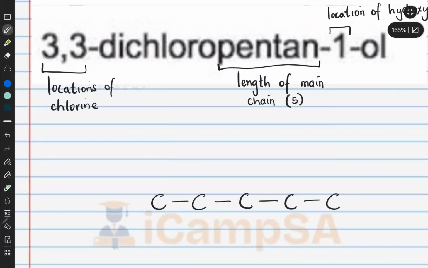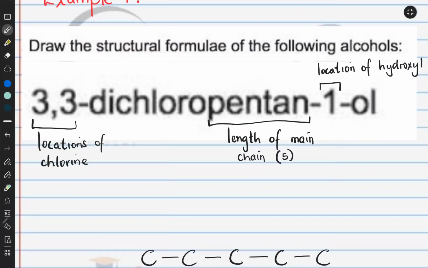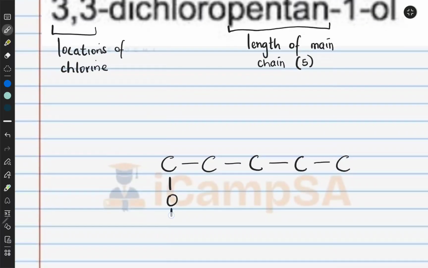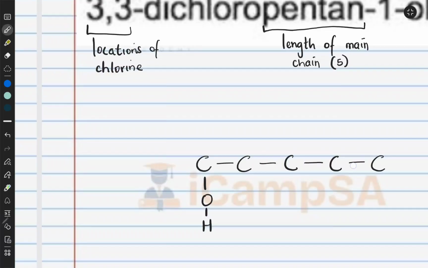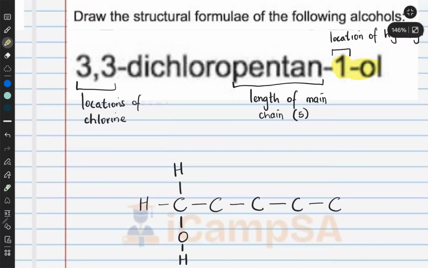And now we are told that the hydroxyl group is on carbon atom number 1 according to the name. So we can put it here. You can either put it here, OH, or you can put it there, OH, or you can put it there, OH. It does not matter as long as it's on carbon atom number 1. I choose to put it here. All right, and then we can put our H there. Okay, we have that now. So this is sorted.